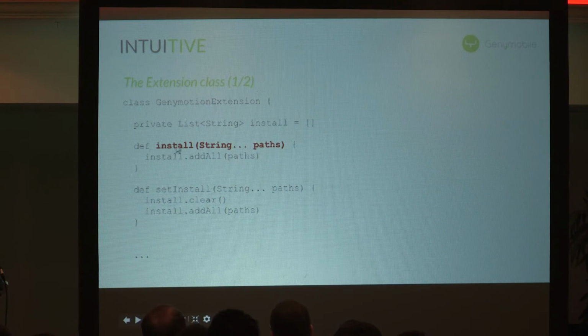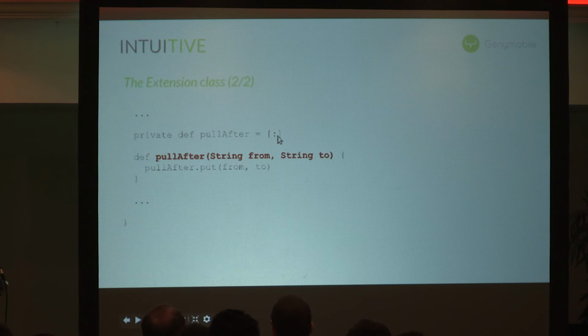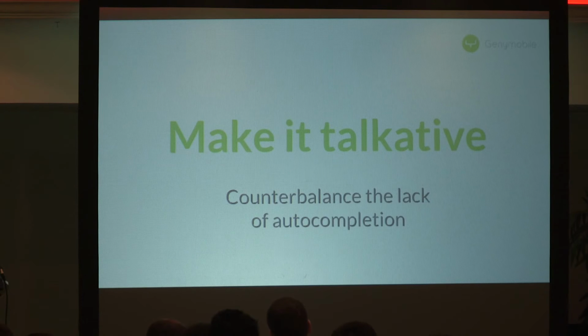So what we are doing, we create an install method taking a string, a list of string, and we add it simply to our list of string that is called install. Also on pull after, that's exactly the same, but with a map. Here is a map, a Groovy map. And we use two parameters, from and to, and the user is free to use the named parameters or not, but now he can. Okay, so that was another example of how to make it more intuitive for the user.